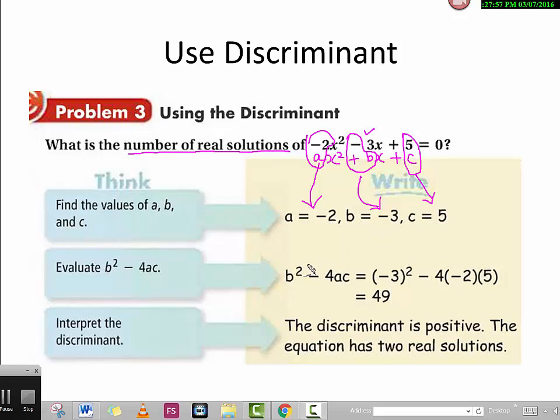Once we have that, the discriminant is equal to b squared minus 4ac. All we need to do is just plug in the value of each variable. b is negative 3, a is negative 2, and c is 5. So we evaluate this discriminant by doing a little bit of calculation here. We end up getting 49. Since 49 is a positive number, we can tell this equation has two real solutions.